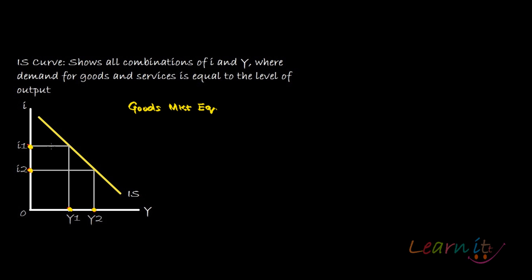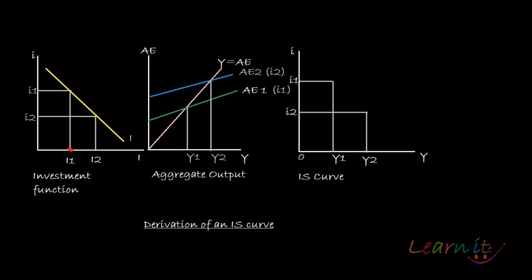And when you connect these points, the combinations of interest rates and income, what you generate is the IS curve. Now, how do you do that? This is your investment function. So at the level of interest rate I1, this is the level of investment I1.